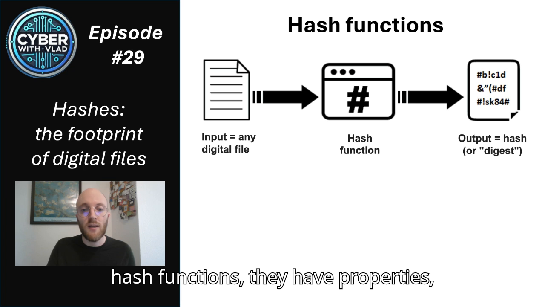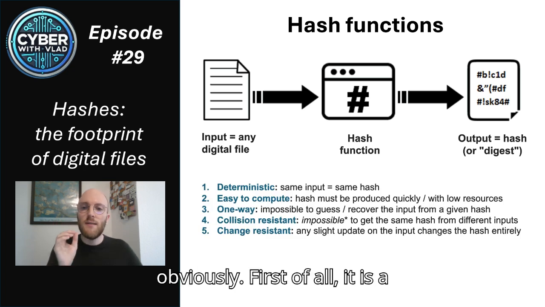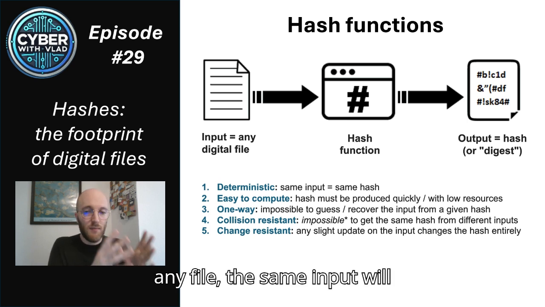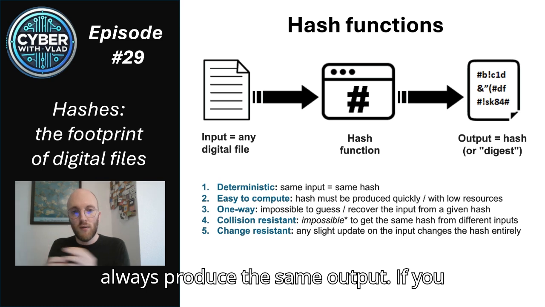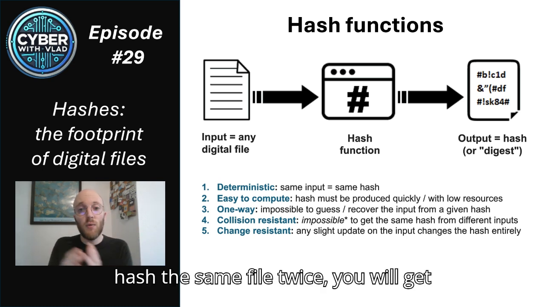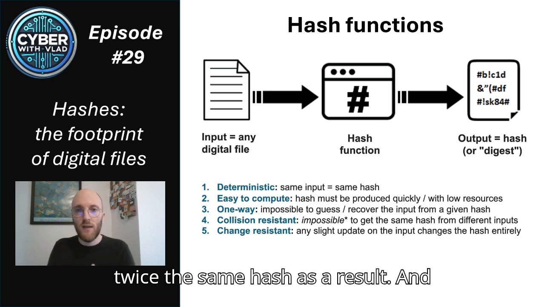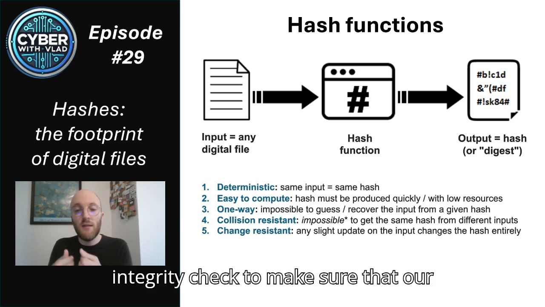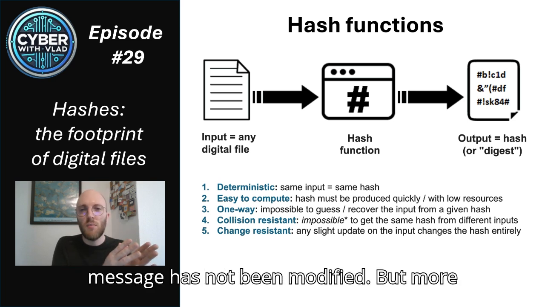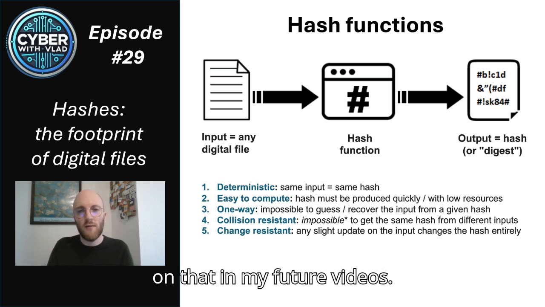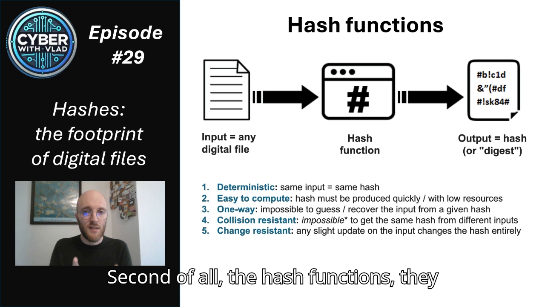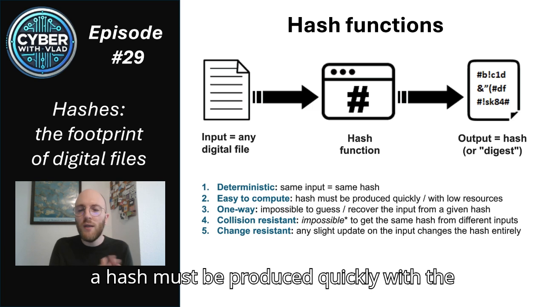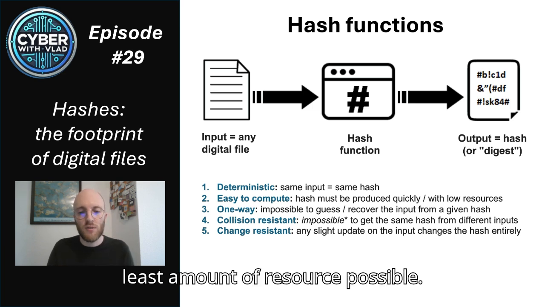Those hash functions, they have properties, obviously. First of all, it is a deterministic function, meaning that any file, the same input will always produce the same output. If you hash the same file twice, you will get twice the same hash as a result. And that's absolutely fundamental. We will use that during the integrity check to make sure that our message has not been modified. But more on that in my future videos. Second of all, the hash functions have to be easy to compute, meaning that a hash must be produced quickly with the least amount of resource possible.